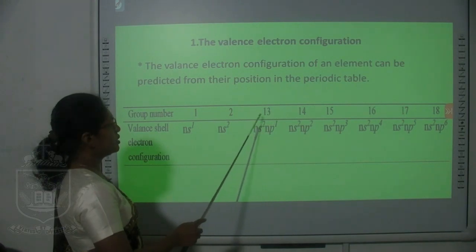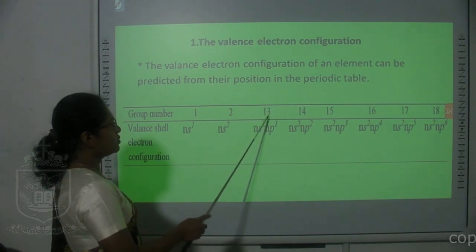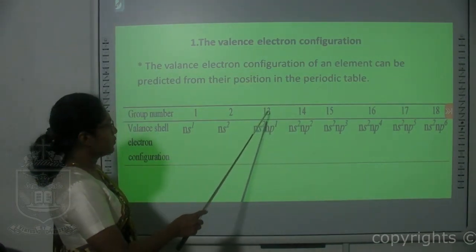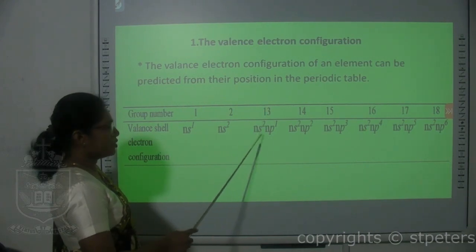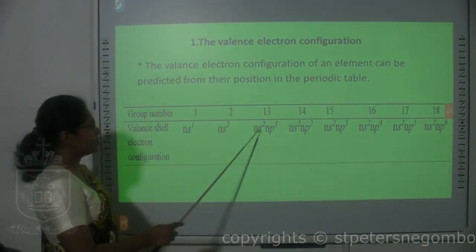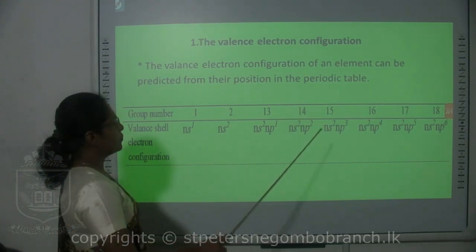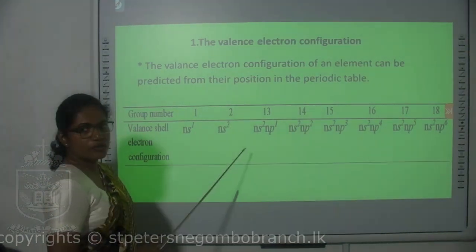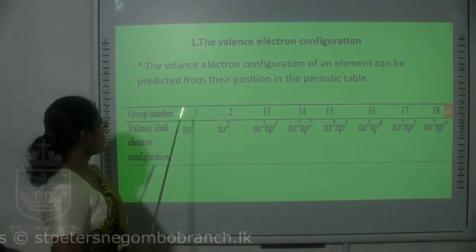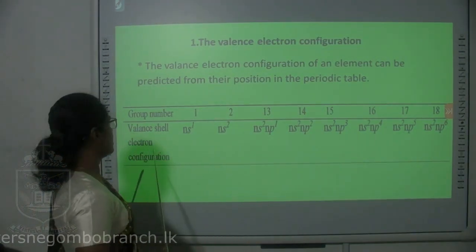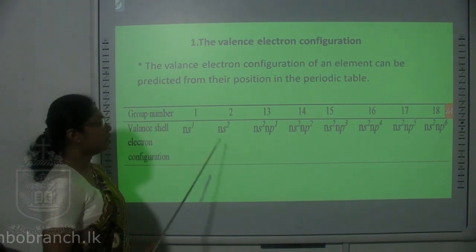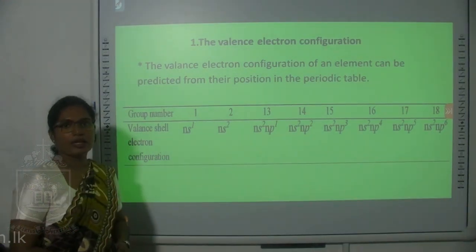Then we have to consider group number 13. Here you have to take only the number 3. These elements have 3 electrons, and group 14, 4 electrons. Like that, there's a pattern, and you can easily remember the number of valence electrons if you remember the group number of those elements.